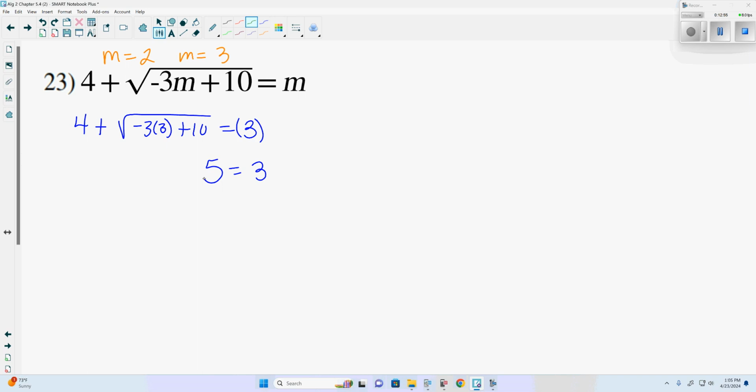Is 5 equal to negative 3? No. So that tells us that 3 is what we call an extraneous solution. It's an extra solution we get from solving. So we can check 2 just to make sure.